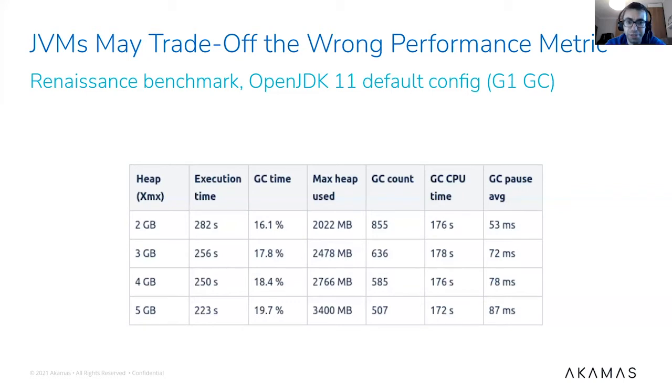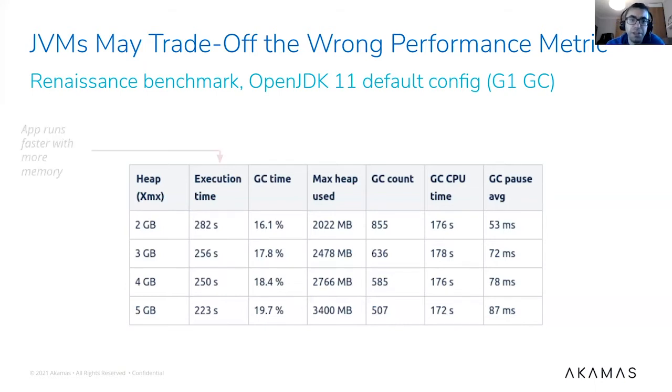This one is interesting. In our lab, we do a lot of performance testing and benchmarking to understand how JVMs behave and how to better optimize them. This time we did a simple experiment with Renaissance, which is a popular open source Java benchmark. We ran the benchmark with the default configuration, again G1 GC here, with increasing levels of maximum heap from 2 to 5 gig. During the experiments, we measured key metrics like the execution time, the garbage collection time, and also the max heap that was used during the experiment. So let's see what happened.